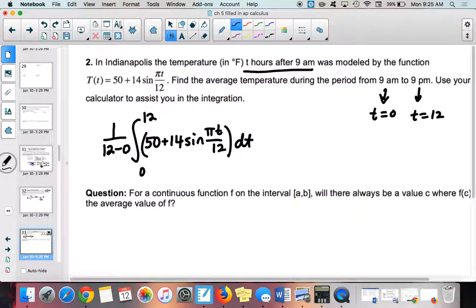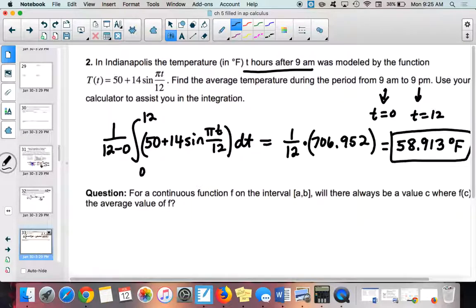So we find it, so you can do your math 9. So we're going to do 0 to 12, 50 plus 14 sine of pi t, or pi x, divided by 12. So I have my 1 over 12, and then I have my 706.952 number. And so I have to divide by 12. So I get 58.913. And this is in degrees Fahrenheit. Does that make sense for the average temperature of a city?